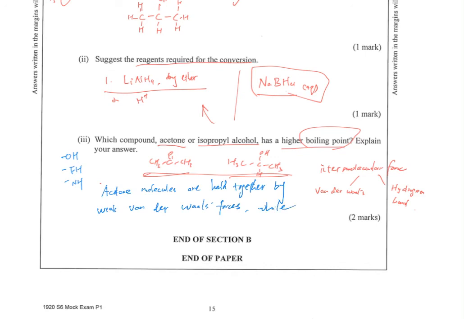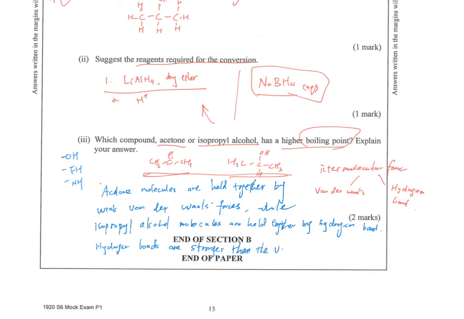While this isopropyl alcohol molecule, don't forget the nature of the particle you have to mention, the isopropyl alcohol molecules are held together by hydrogen bonds. We know that hydrogen bonds are stronger than the van der Waals forces. So isopropyl alcohol has a higher boiling point.